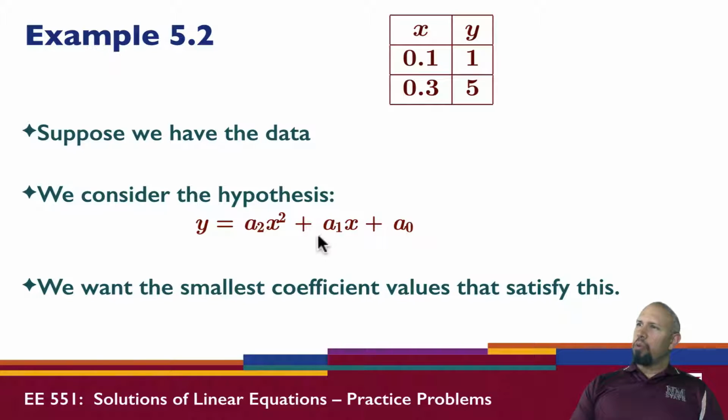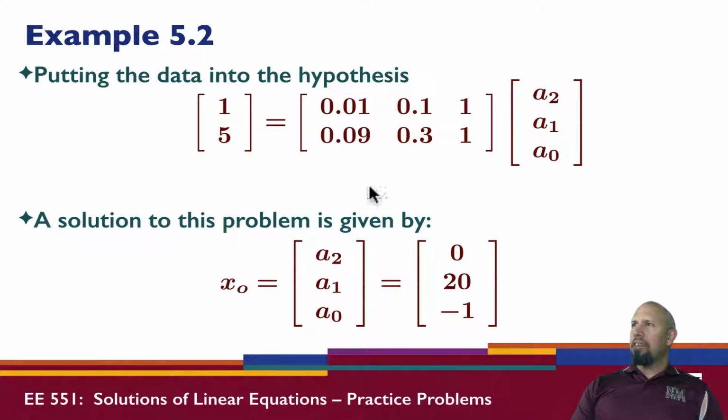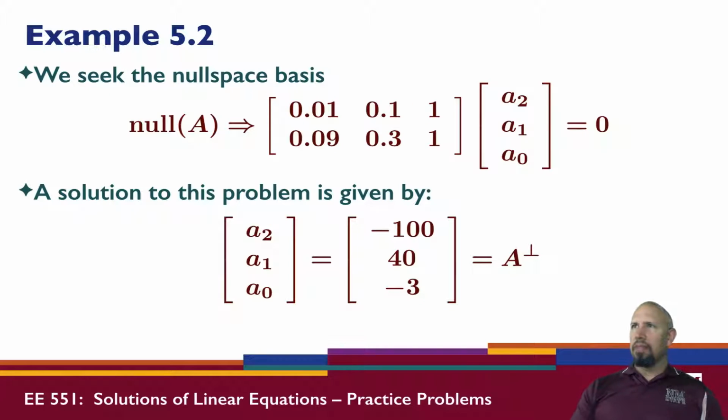Suppose we have this data and we want to fit it to this hypothesis. That is, we want the fit such that the smallest coefficient values are obtained. So it turns out we have an infinite number of solutions to this problem. So putting this data into the hypothesis, we have this. A solution to this problem is given here, but it's not necessarily the minimum solution. It's just a solution. So we now seek the null space basis.